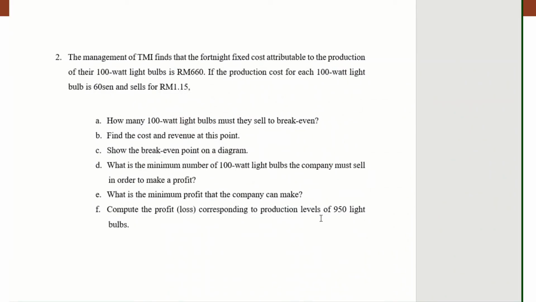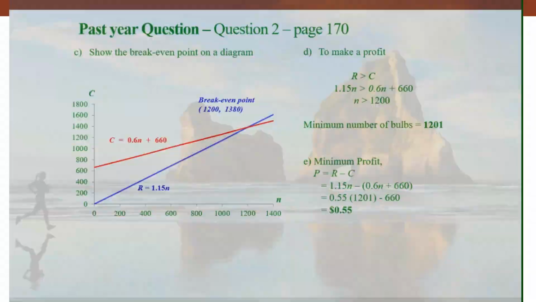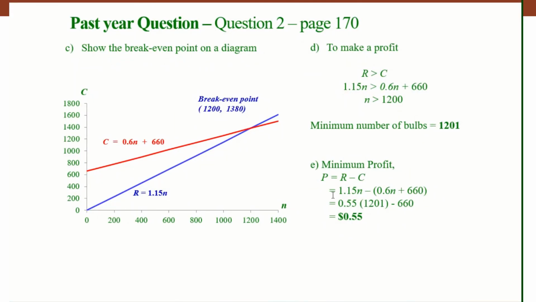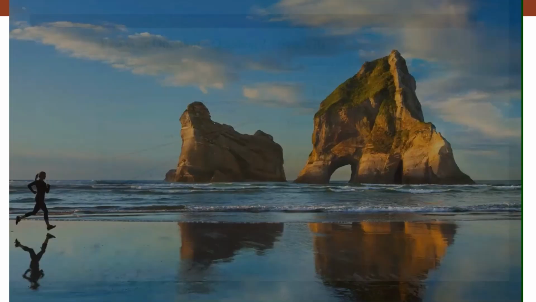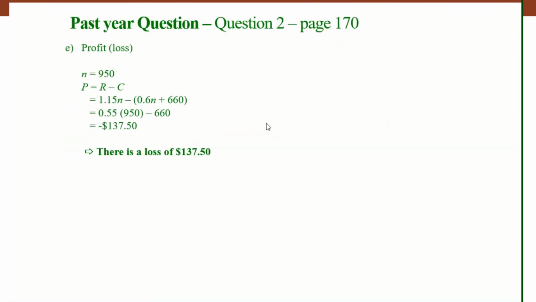Okay, one more. Compute the profit or loss at a production level of 950. So you write down the profit equation, R minus C. All right. You substitute 950 into the equation. All right. You will get a loss of 137.5.